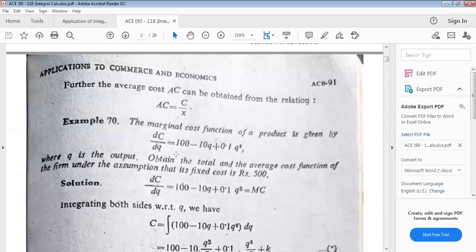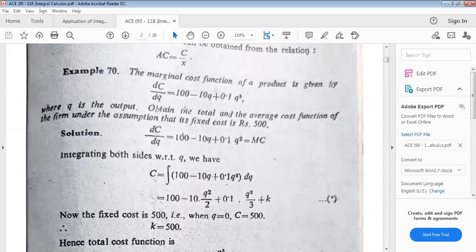Now we will try the average cost. What will it be? The average cost is, if we divide the total cost by the number of units, or inputs, or outputs, we get the average cost, C divided by x. We must know this.